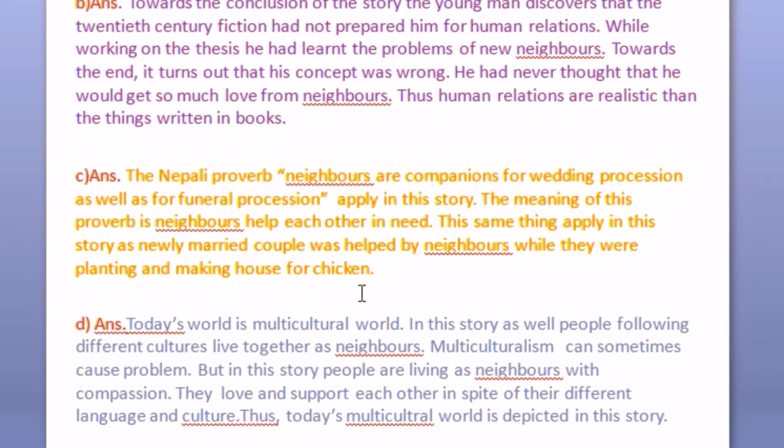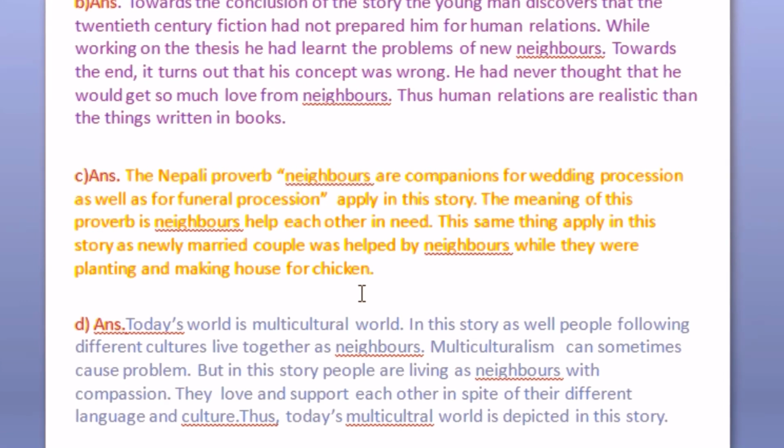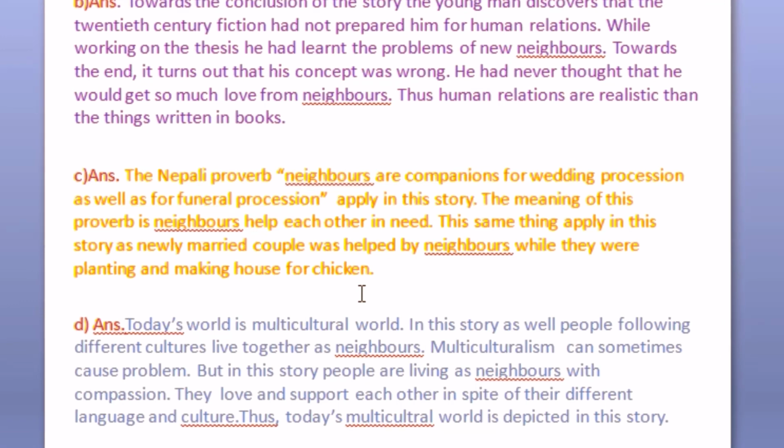And the answer for this question, my dear, today's world is a multicultural world. And in this story as well, people following different cultures live together as neighbors. Multiculturalism can sometimes cause problems, but in this story, people are living as neighbors with compassion. They love and support each other in spite of their different language and culture. Thus, today's multicultural world is depicted in this story.